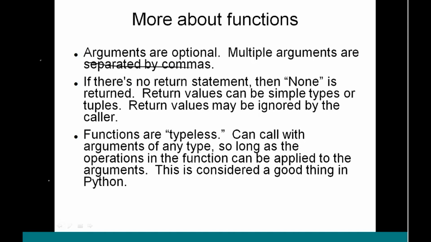Arguments to a function are optional. If you have multiple arguments, you separate them with commas. If there is no return statement, then None is returned. The return values can be simple types or tuples, or basically a two-element array, just like a comma b. When a function returns values, they may be ignored by the caller itself.